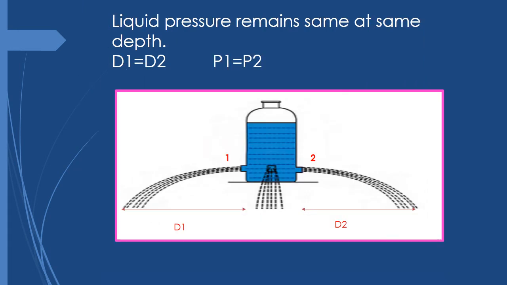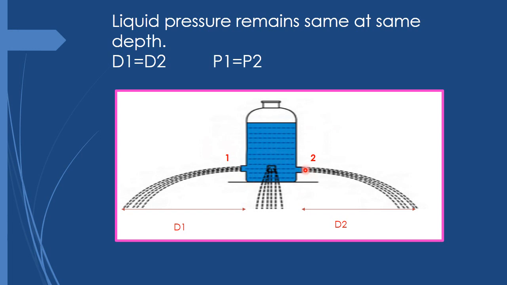The next property, liquid pressure remains same at same depth or at same height. We can understand again with an activity which you can also try out. For this again you need a plastic bottle. Now in this you make 2 holes on the opposite sides of the plastic bottle and close them with the pins. But one thing you have to remember, these holes should be at the same height from the bottom, right? Both the holes should be at same height, right? Now fill it with water.